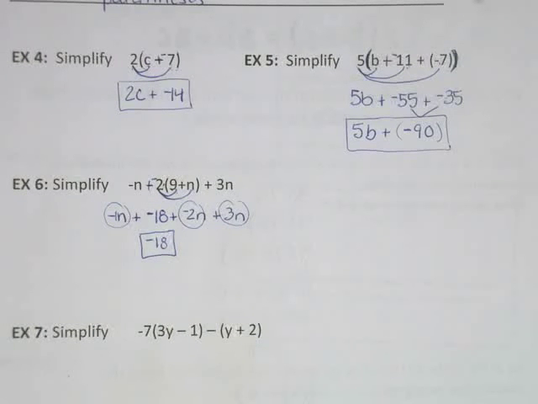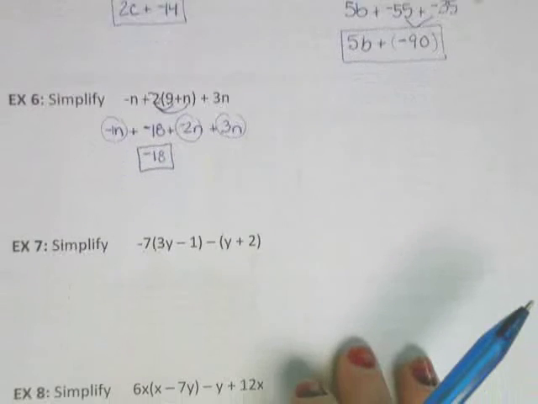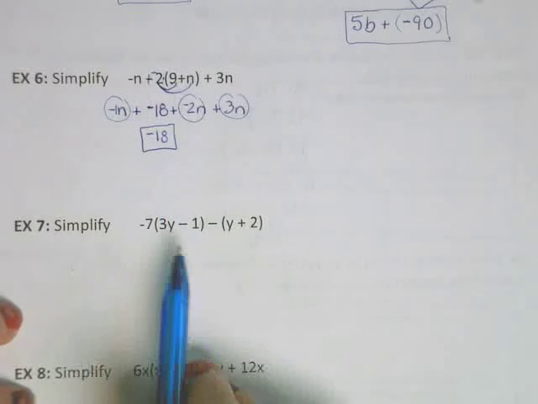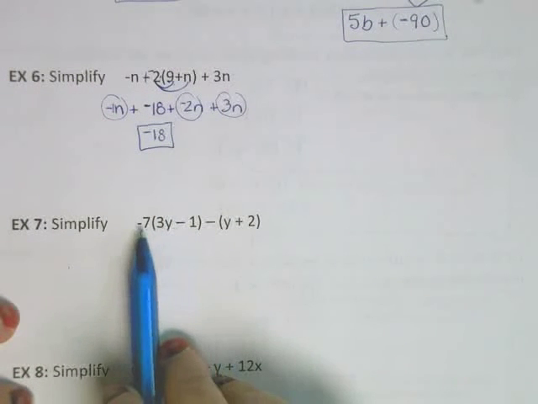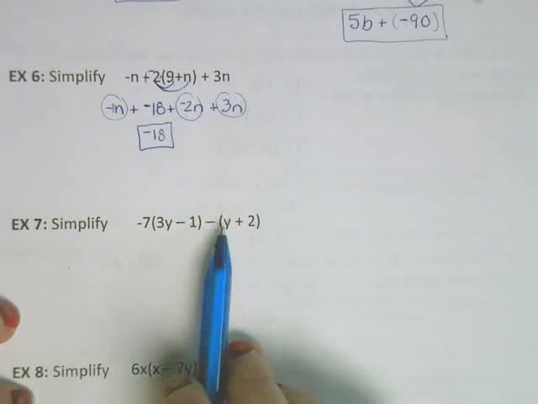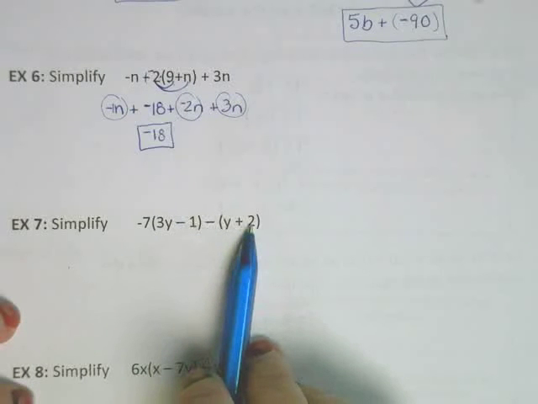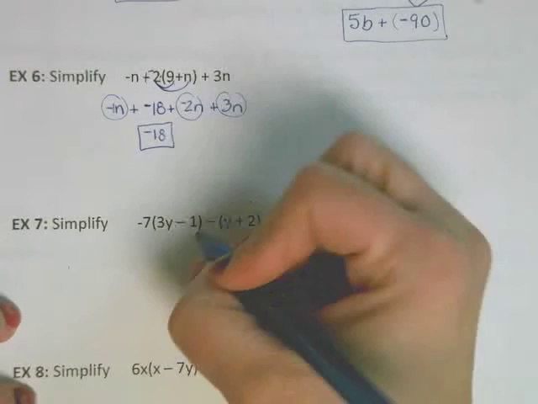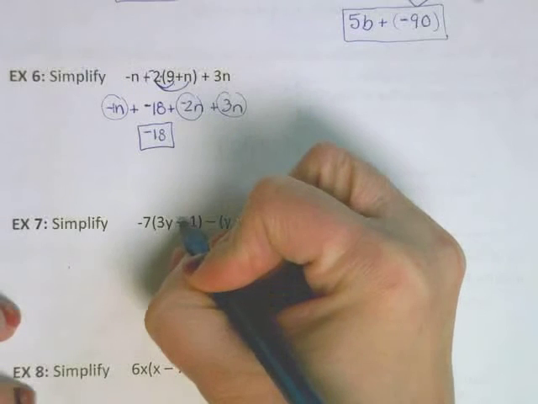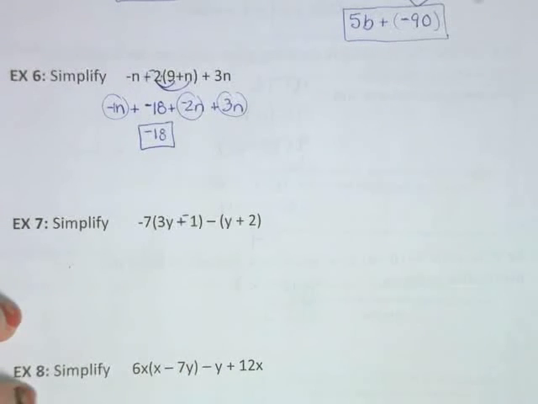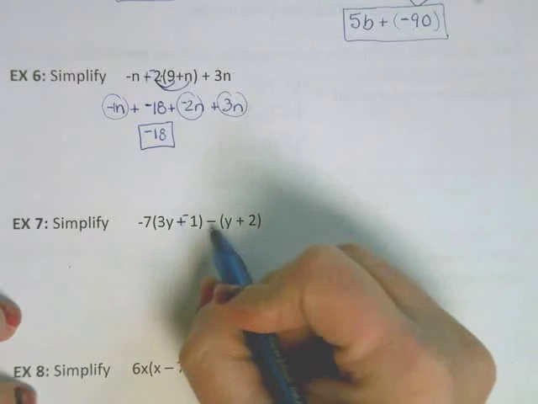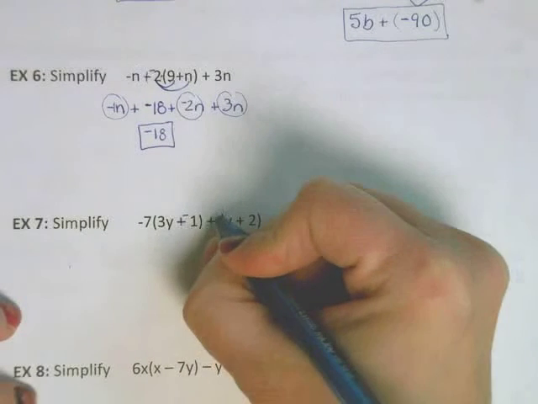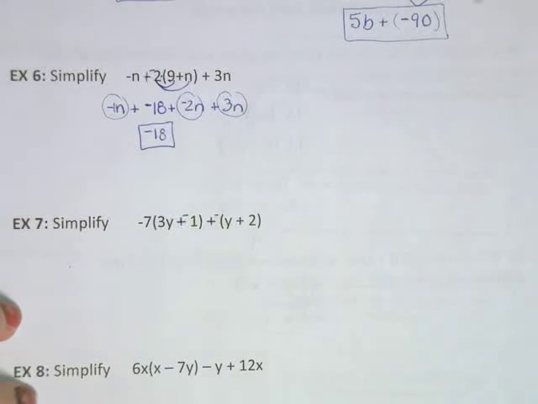All right. So let's look at another example of when we've got more going on than just one distributive property. This one here, we've got negative 7 times these parentheses, and then we've got this minus and some more parentheses. Can we go ahead and change the subtraction to adding the opposite first? So how do I change this? I'm going to make this plus a negative.